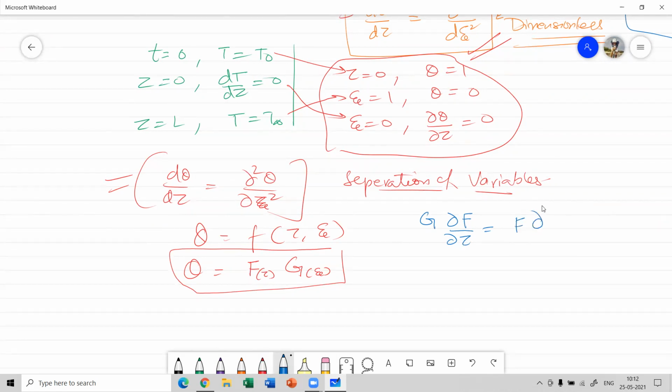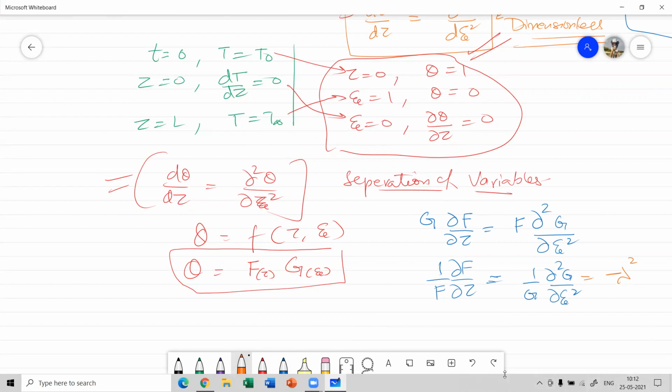So f can be taken out. So del square g by del theta square. Then you can combine your f and g terms separately. So 1 by f del f by del tau and 1 by g del square g by del theta square. Both of them are separated, and let's say they are equal to some constant minus lambda square.